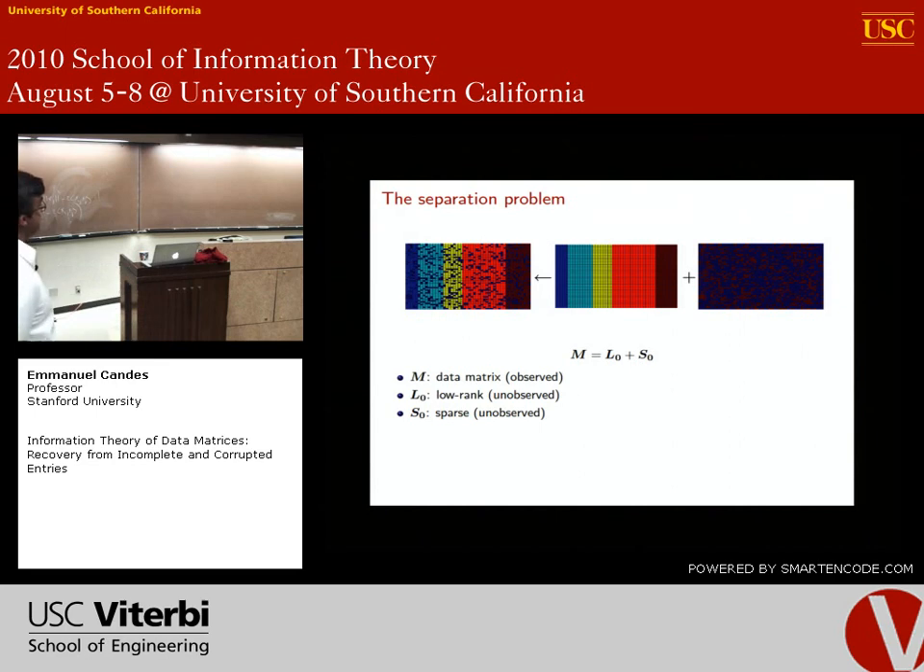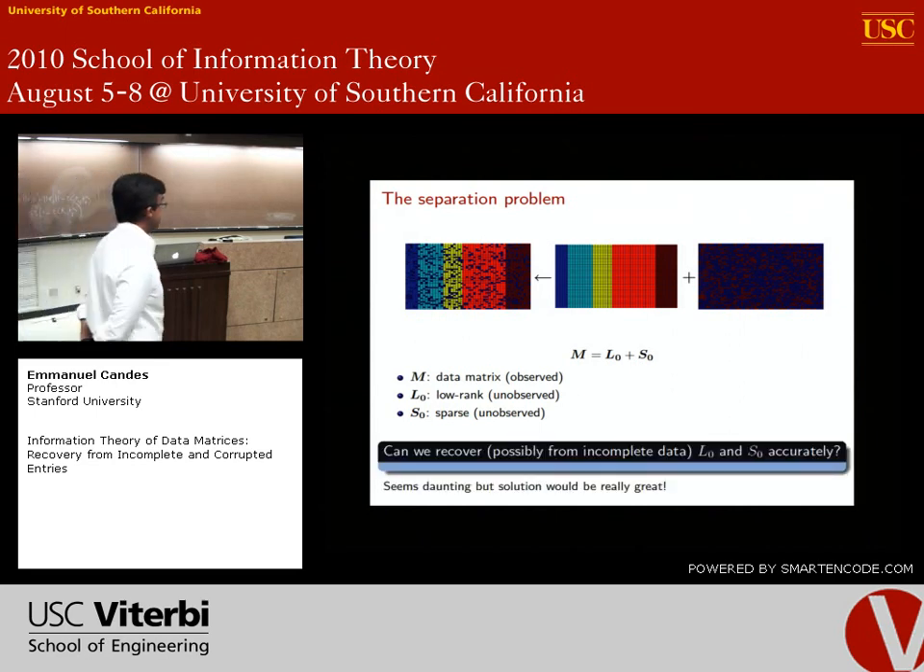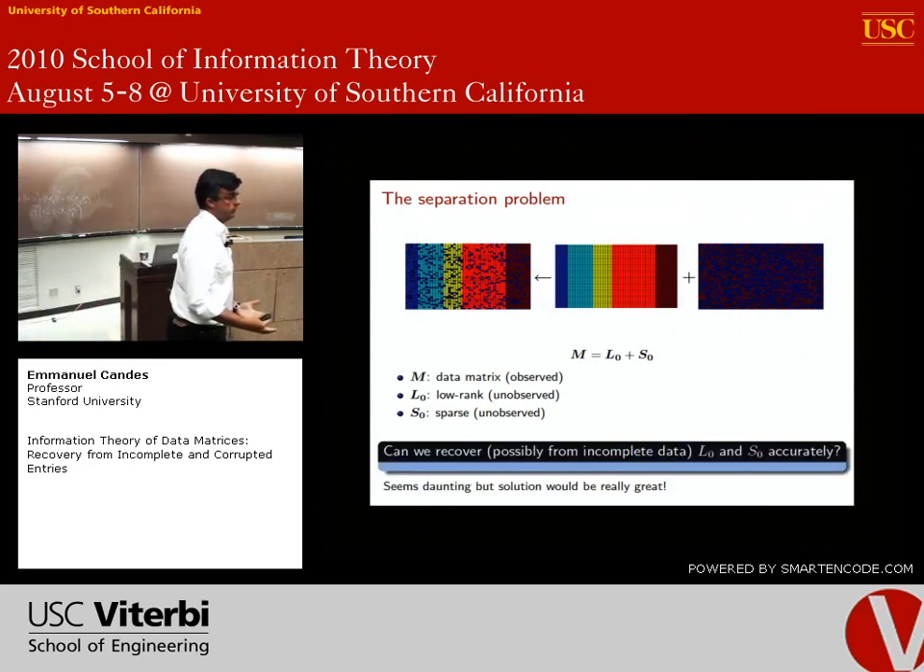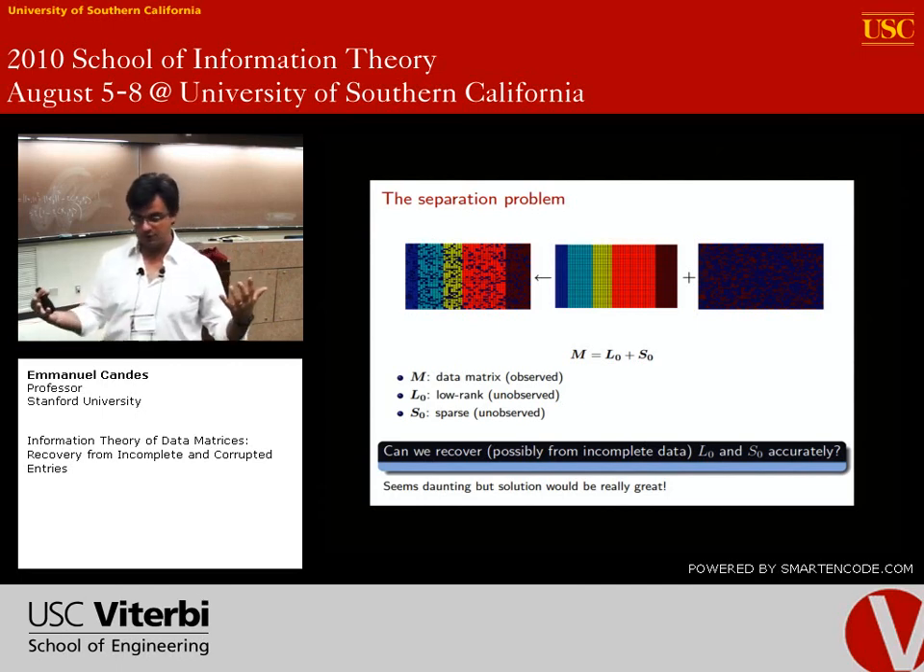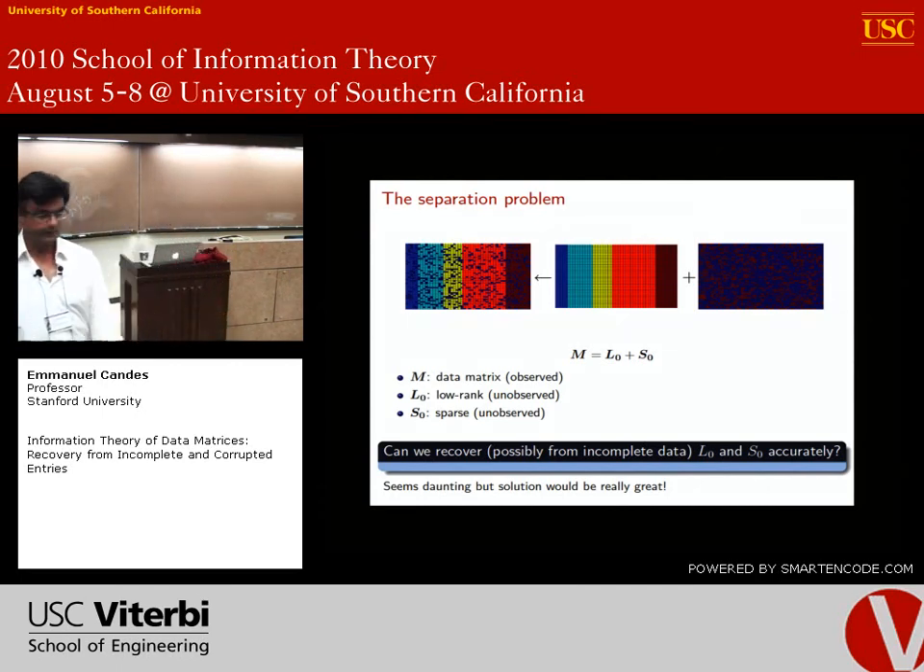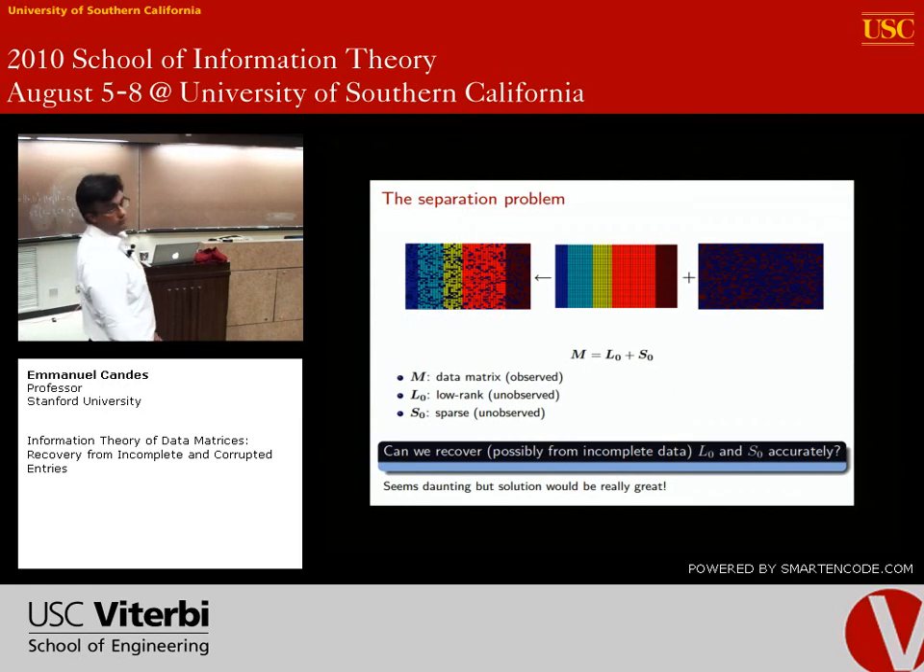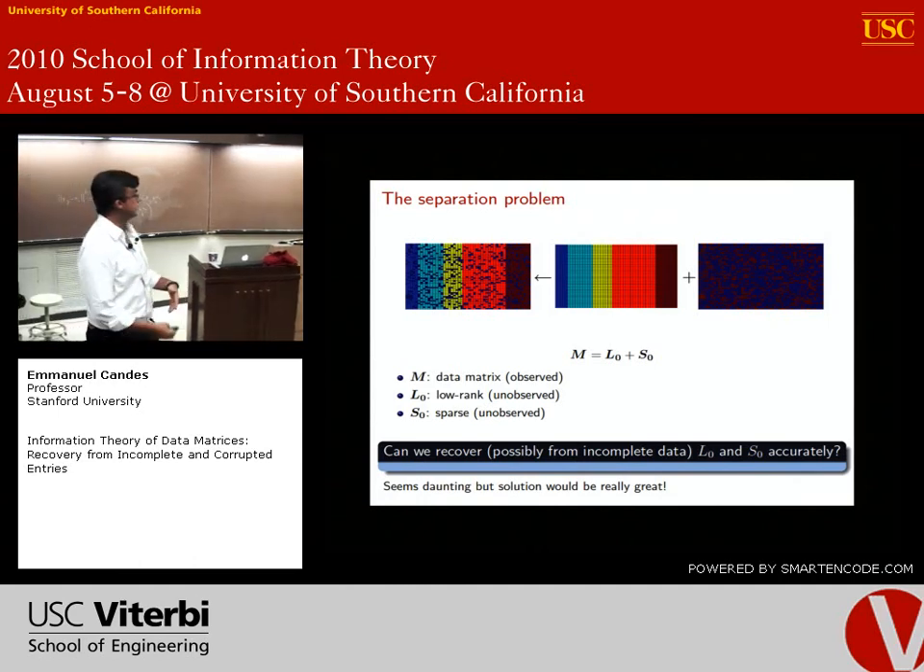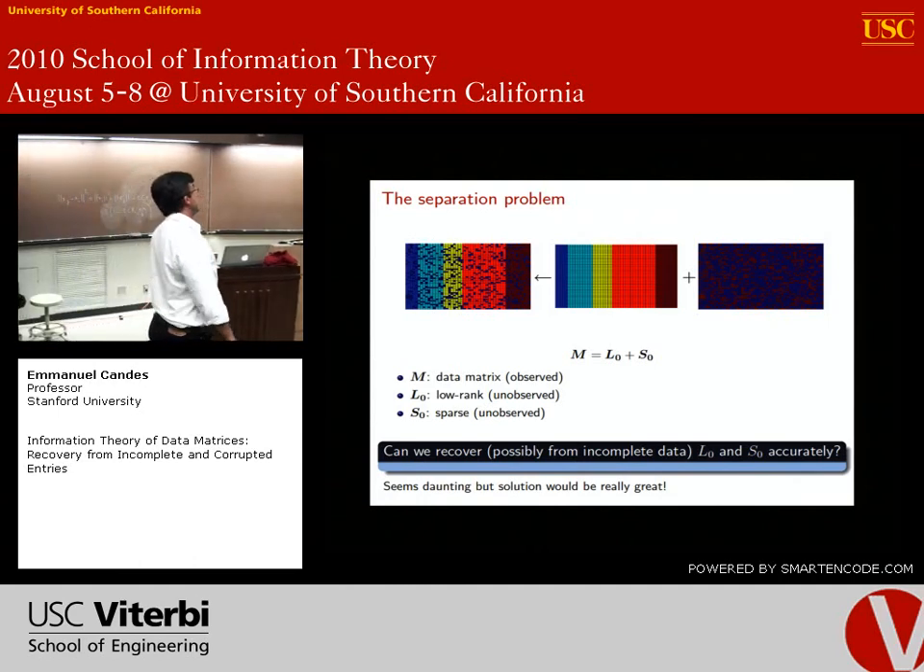Now it's a very funny error correction because I have a sum of a low-rank thing plus a sparse thing, and my goal is: can I recover the lower dimensional structure? Can I separate the low-rank part and the sparse part? In other words, can I detect what you've messed up? Of course it seems daunting, but not to this crowd, because we know that error correction is possible.